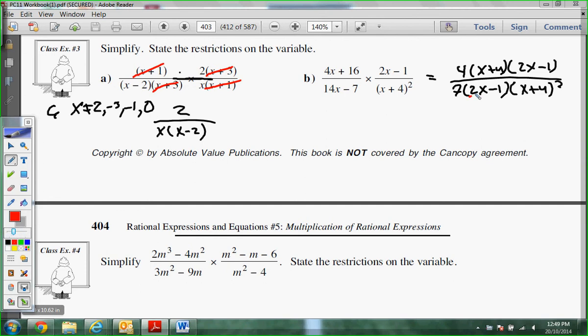So the 2x minus 1's cancel. We'll do the restrictions here in a second. I have an x plus 4 on top and x plus 4 squared on the bottom. What does that mean? We leave 1 on the bottom. This is like a 1 minus a 2. 1 minus 2 is a -1, leaving 1 of these on the bottom. So our simplified answer is going to be 4 over 7 times x plus 4.